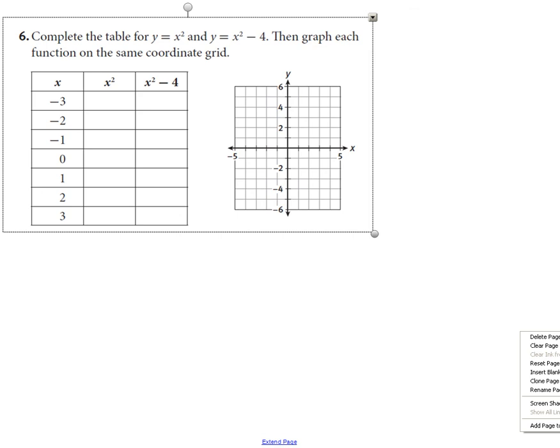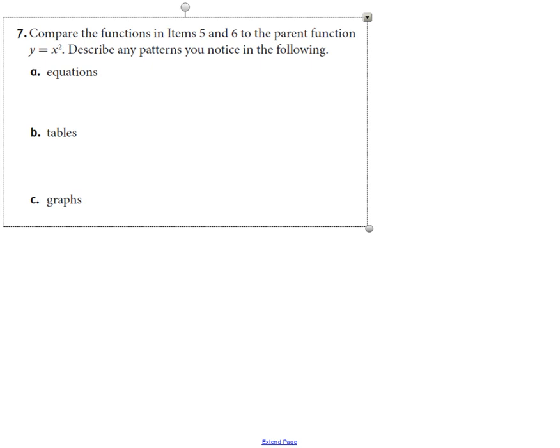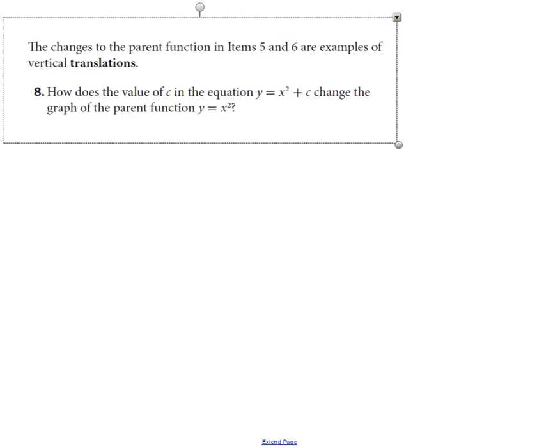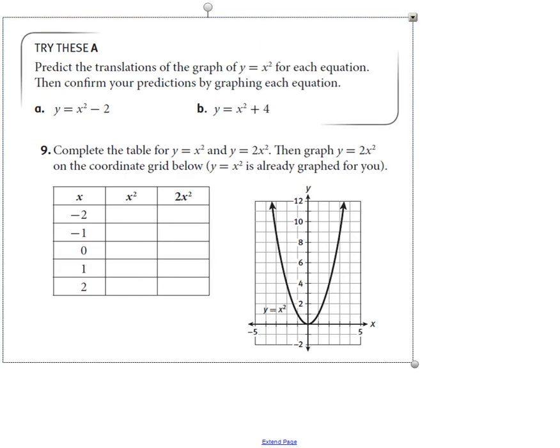So if we have x squared and x squared minus 4, what do you think is going to be the difference? It should go down. We call those vertical translations. That's what we said, because anytime we just slide the graph up and down, it's just a translation. How does the value of C change the graph? We went over that. C changes if it goes up or down.